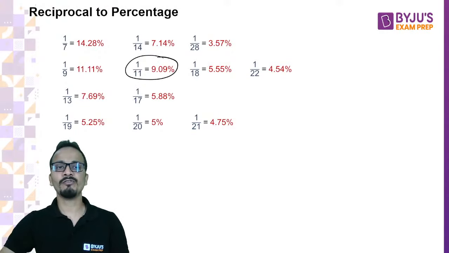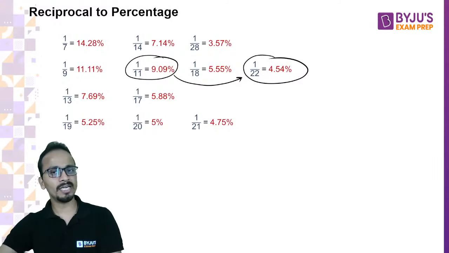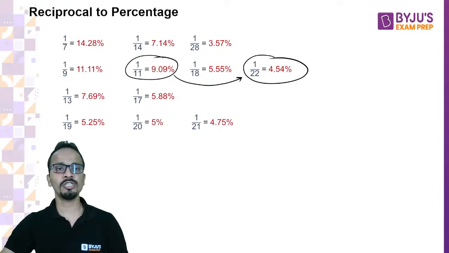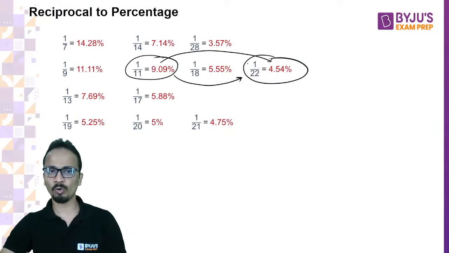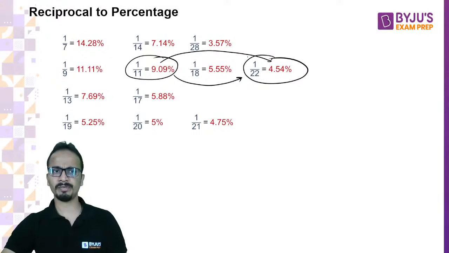In a similar manner, 1 by 11. From here, if I want to go to 1 by 22, again, 1 by 22, if you look at it independently, it will be difficult to remember. So 1 by 11, I remember this value 9.09. Divided by 2, you will obtain 4.54 or 4.55. So it's better to remember 4.54.